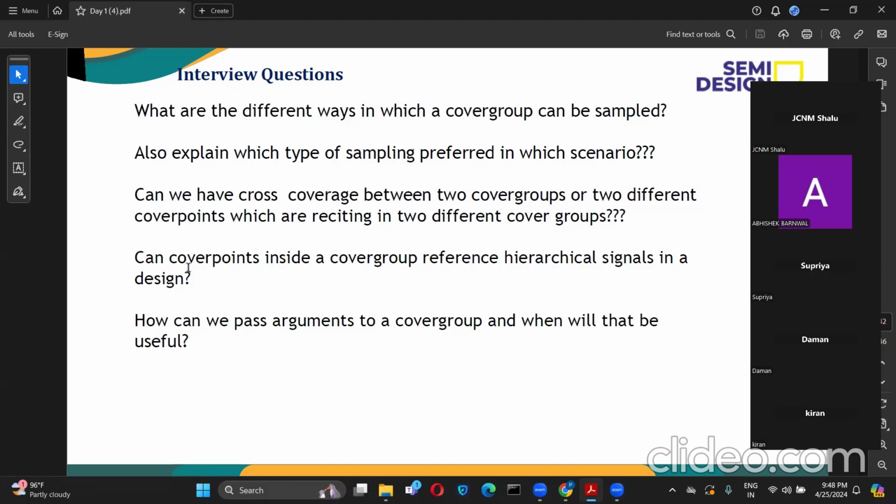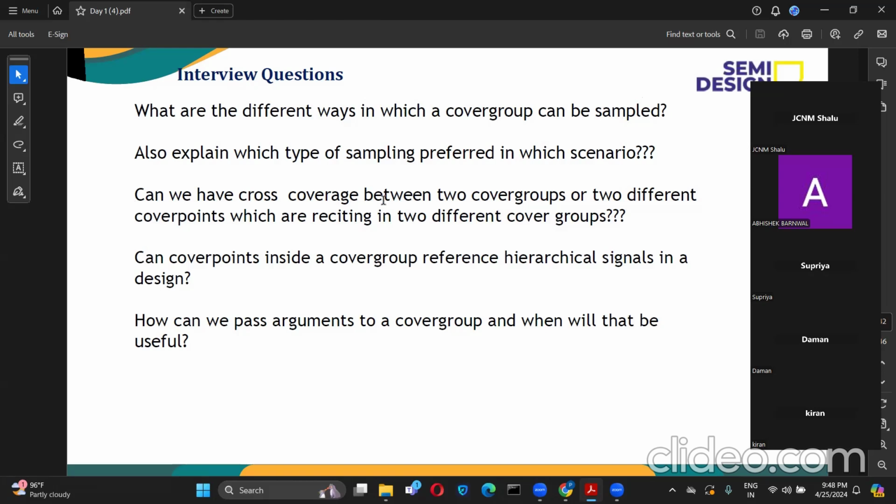There are only two methods for sampling. One is the clocking event, which means you can give positive clock, negative clock, anything with reference to the clock. And the other is the dot sample method. Okay, got it. Okay. I'm recording, right? Yeah.